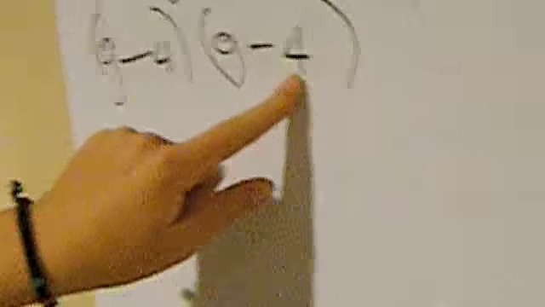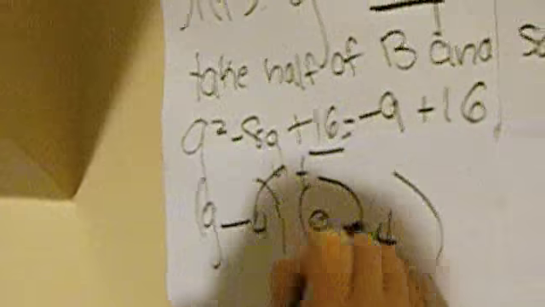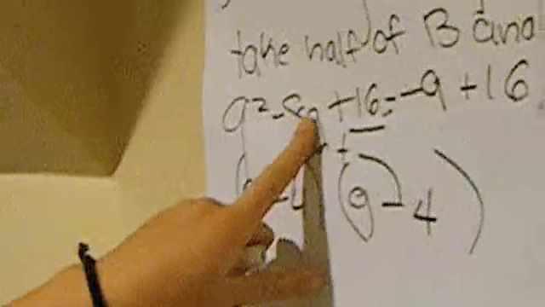Good job. Audrey, do you understand? Okay, so yes, Katie was correct. You want to put -4 and -4 in both parentheses. Negative 4 times negative 4 equals positive 16. And negative 4 plus negative 4 equals negative 8.